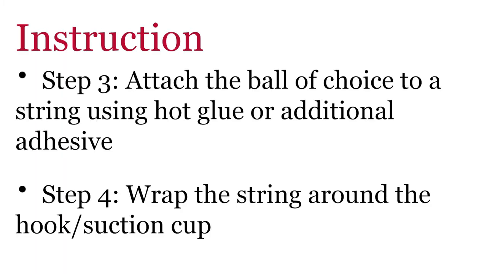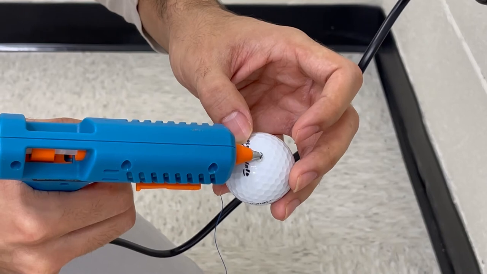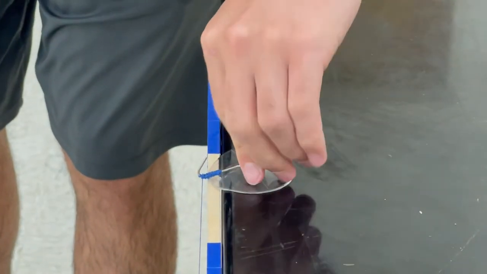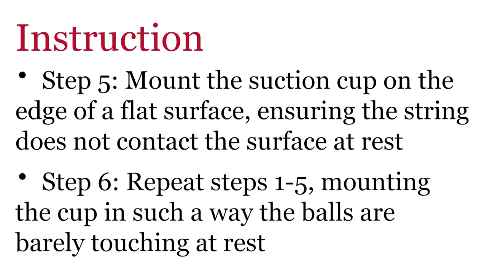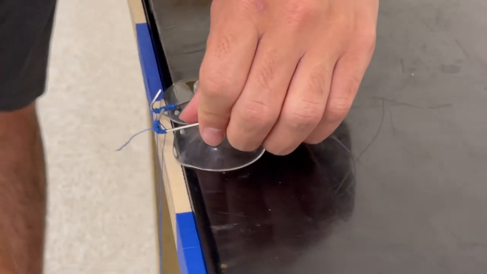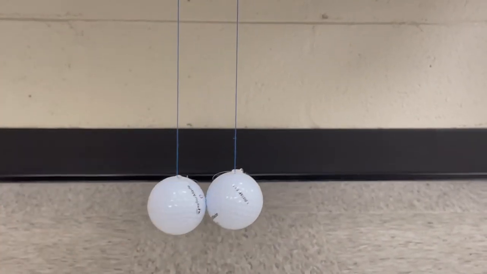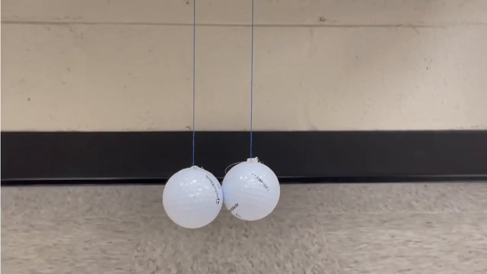Now, you want to attach your ball of choice to a string using hot glue or similar adhesive. Then, wrap the string around the suction cup hook that is attached to your table. When mounting the suction cup on the table, ensure the string does not come in contact with the side of the table. This would cause friction, causing error in our results. We'll repeat these steps with a second, identical ball and string. When the balls are at rest, they should just barely be touching and at the exact same level.